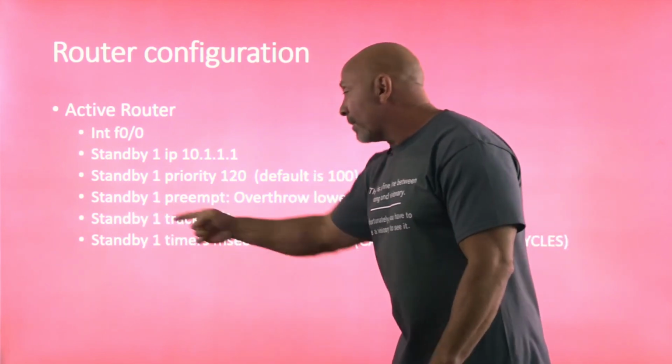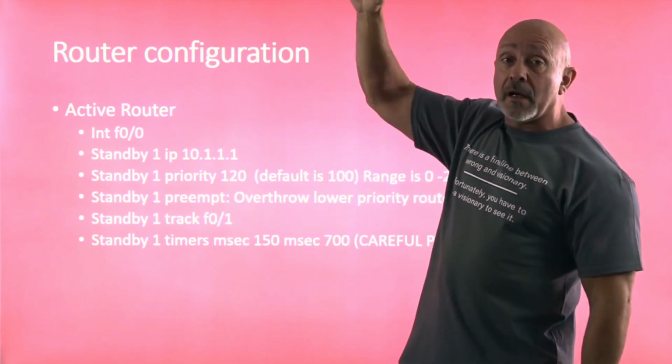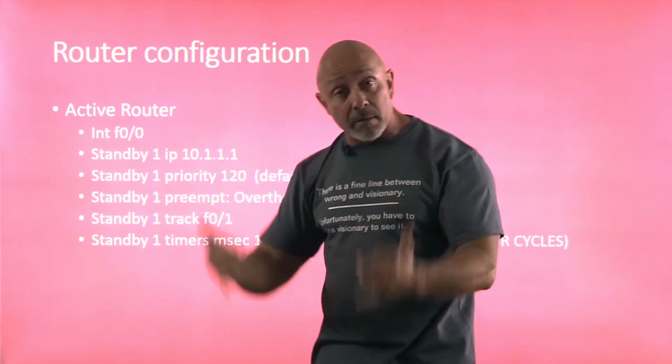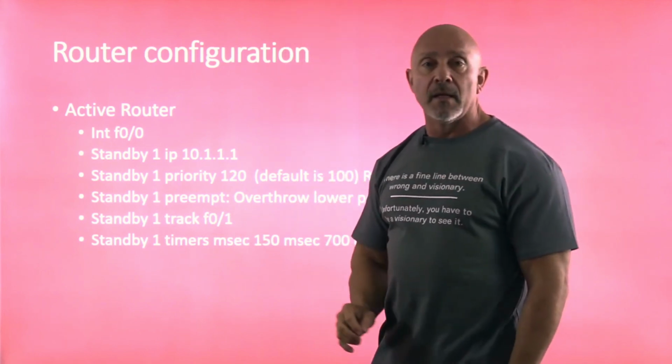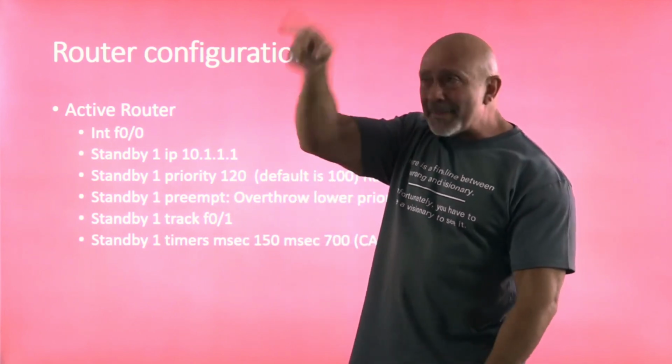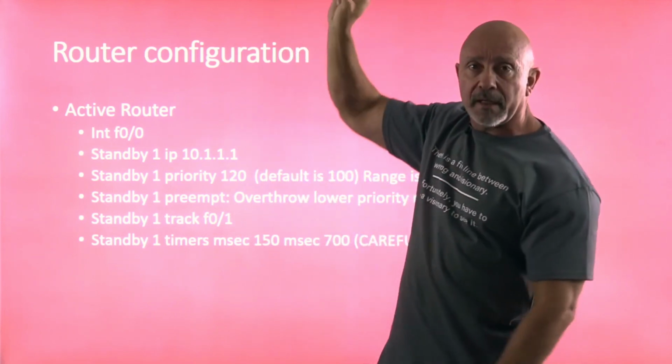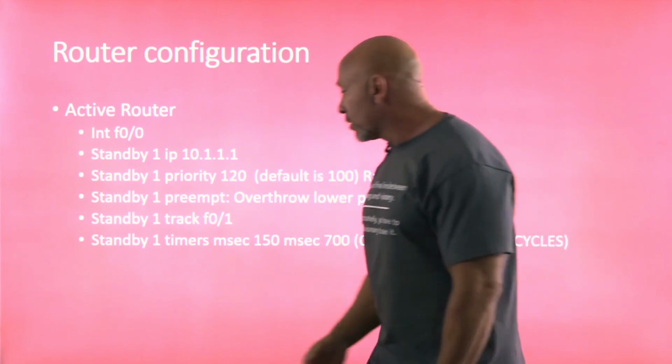You can also track. Standby 1 track whatever interface on the other side. Remember I said if the wide area network goes down? Well, standby 1 track that interface. So we know if that goes down, hey, stop sending traffic this way, send it the other way. So it does that as well.